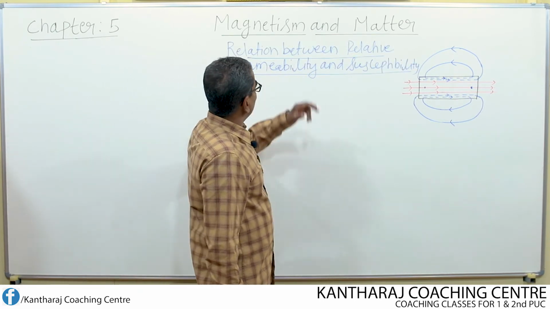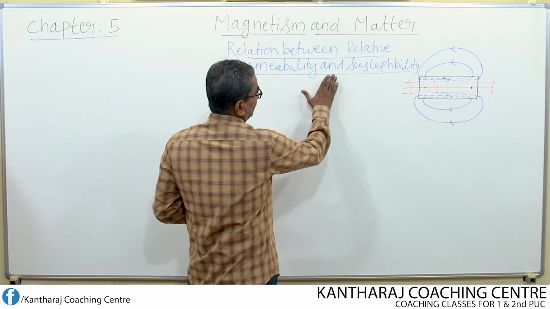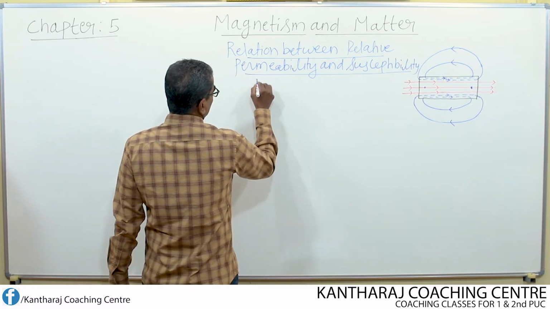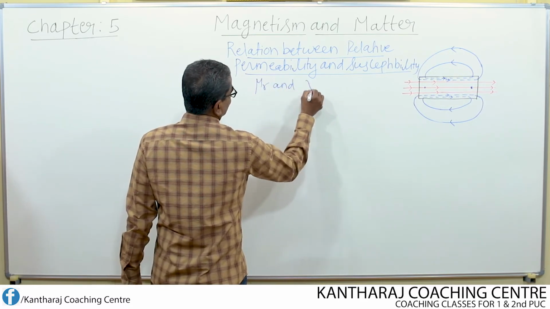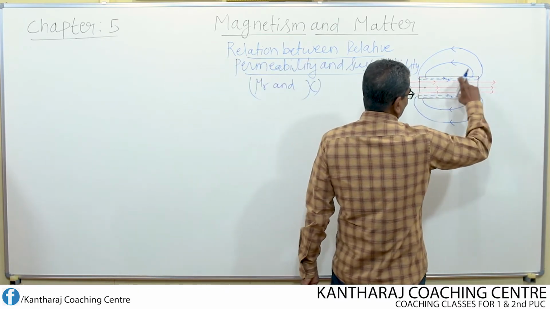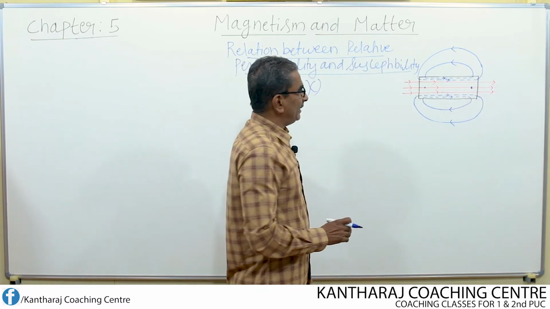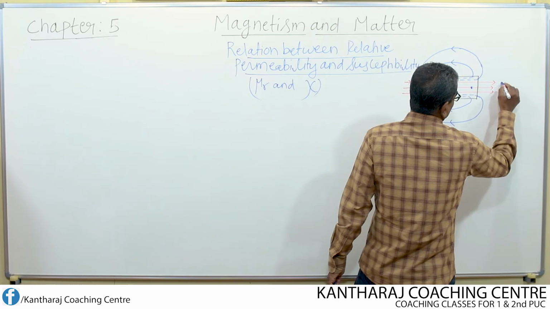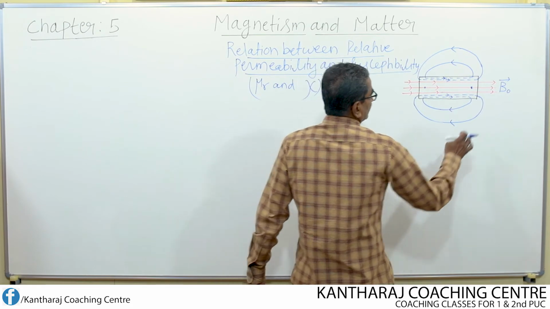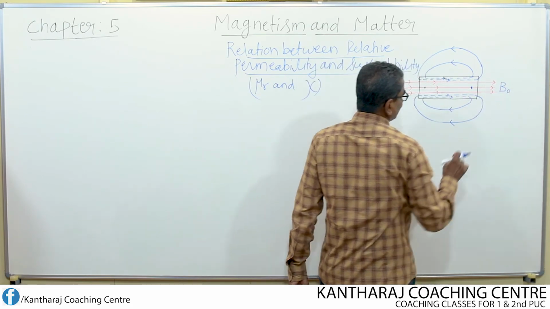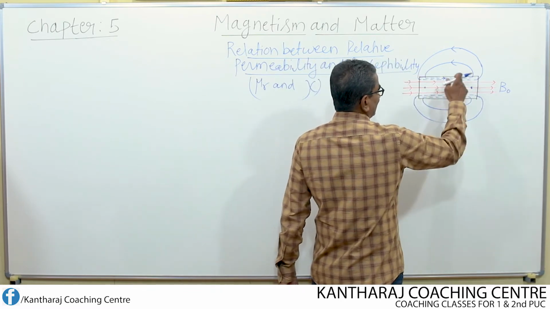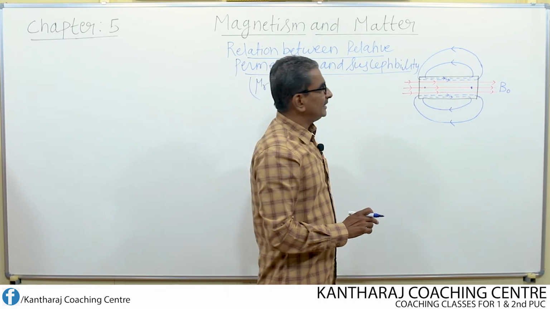Now let us derive a relation between relative permeability and susceptibility, that is, between mu r and susceptibility chi. Here I consider one magnetic material, for example iron, cobalt, or water. Let us keep this in an external magnetic field, say B0. Let us consider only the magnitudes. Now what happens is, after some time this material gets magnetized, that means it becomes a magnet.